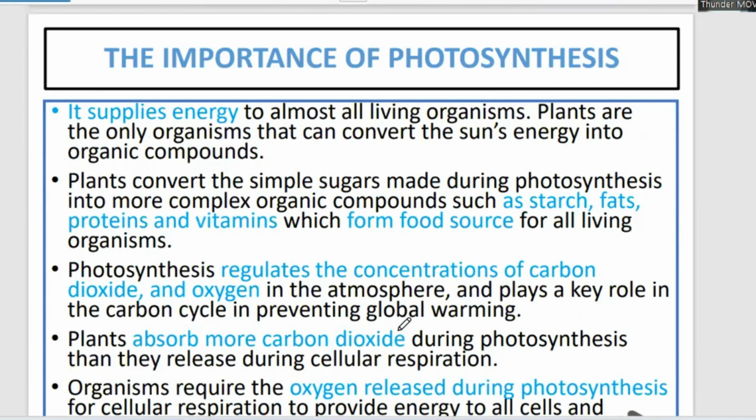But don't forget, food for thought. What are some of the importance of photosynthesis? See you then in the next video.